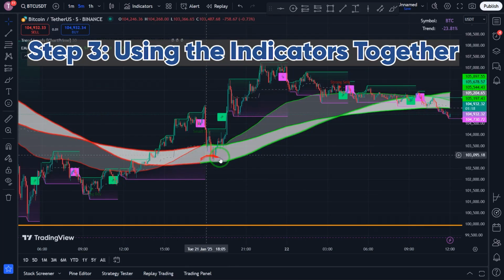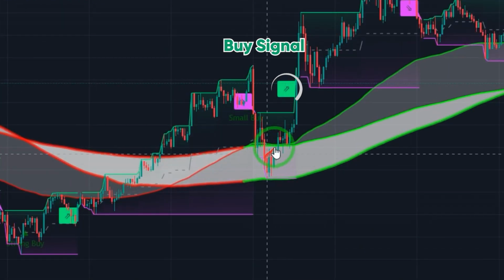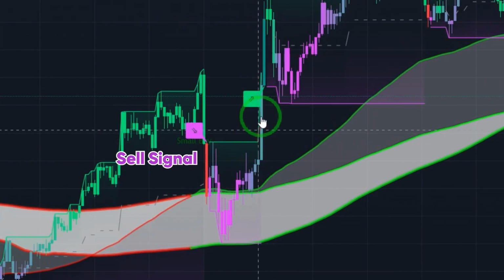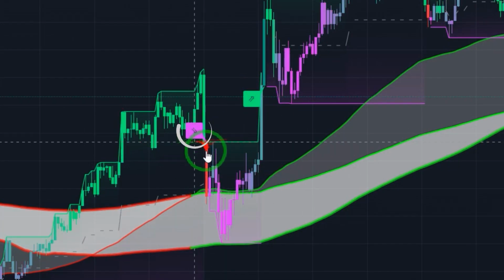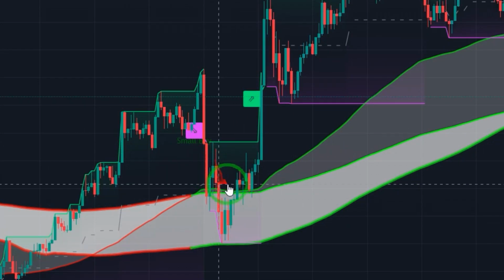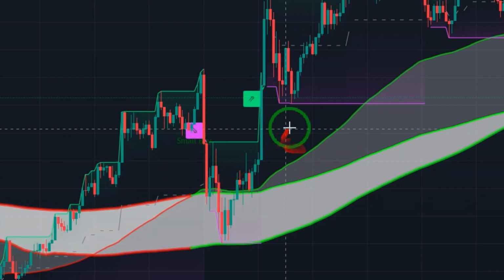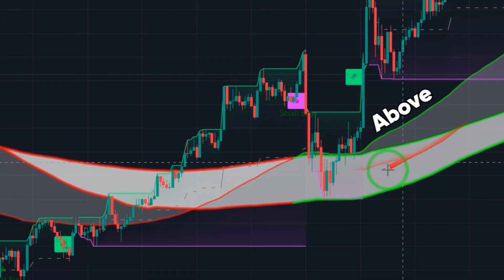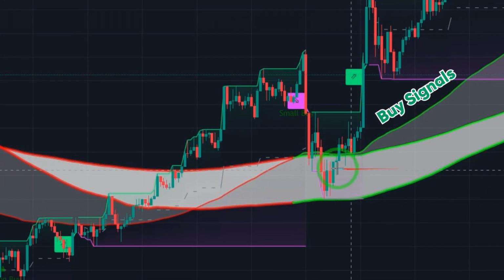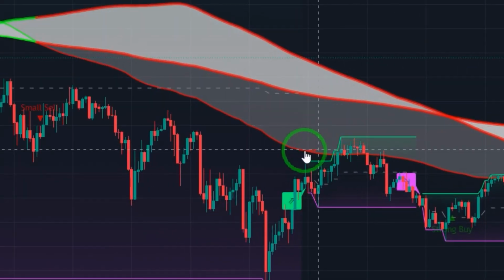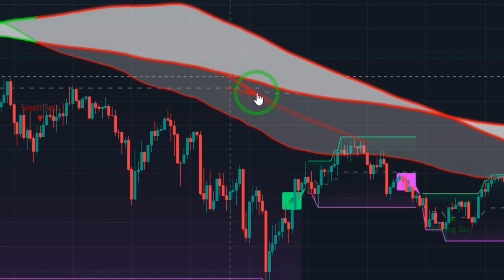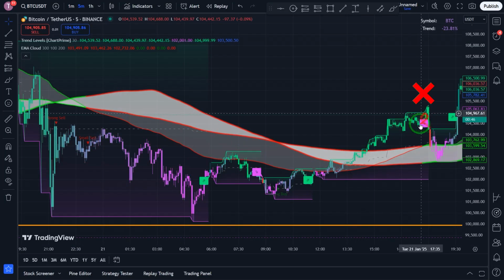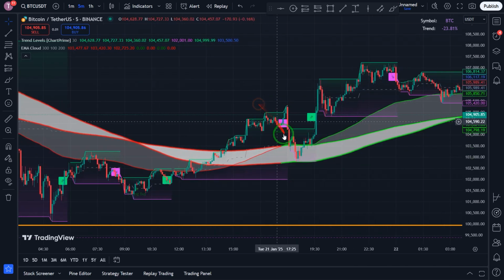Here's how we use both indicators. A buy signal appears when the price breaks above the trend levels bands. A sell signal occurs when the price drops below the bands. However, the golden rule is to confirm signals with the EMA/SMA cloud. If the price is above the cloud, only take buy signals. If the price is below the cloud, focus on sell signals. Ignoring signals that go against the trend helps us avoid false breakouts and bad trades.